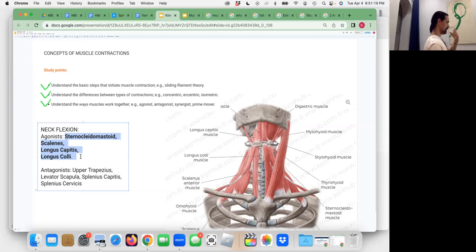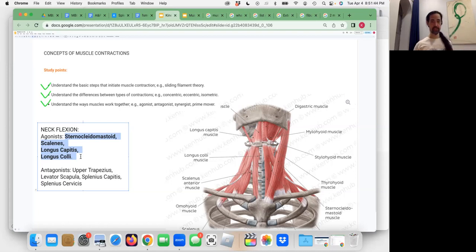Because as you lower the chin down and flex the neck, the back of the neck is opening or lengthening. Those muscles are lengthening. And the muscles in the front, the flexors, are shortening. So the eccentric contraction would be in the back of the neck. The antagonist is in the back of the neck, contracting eccentrically.